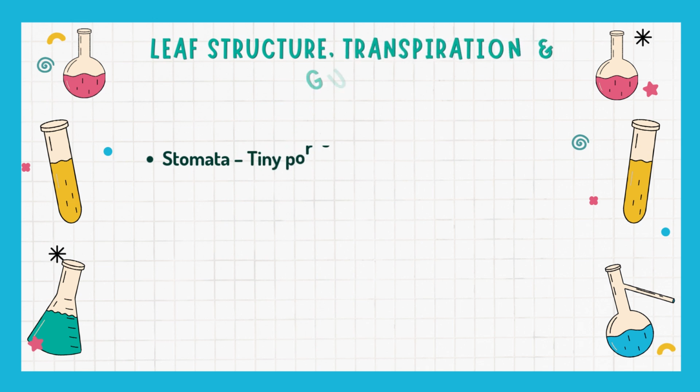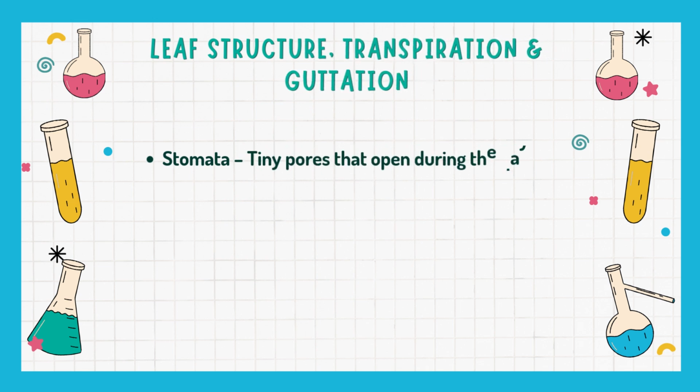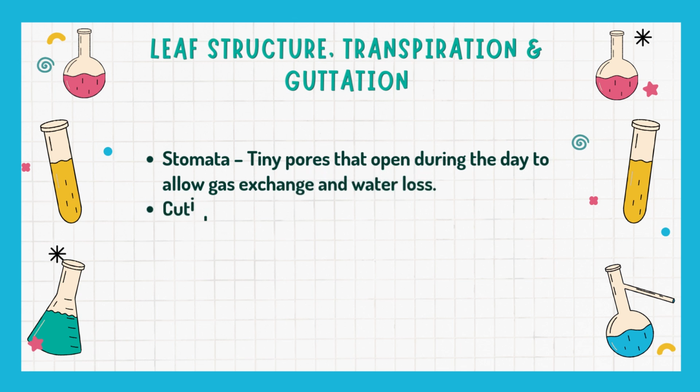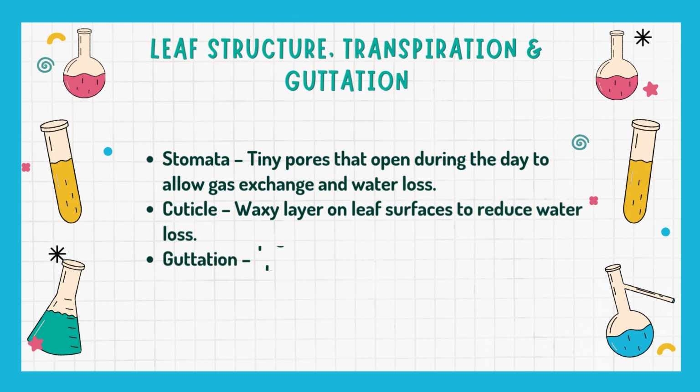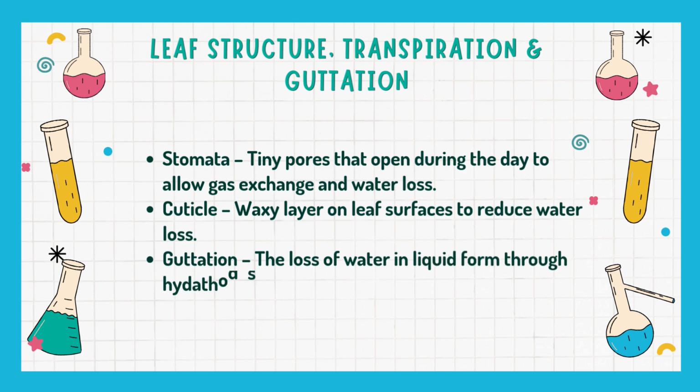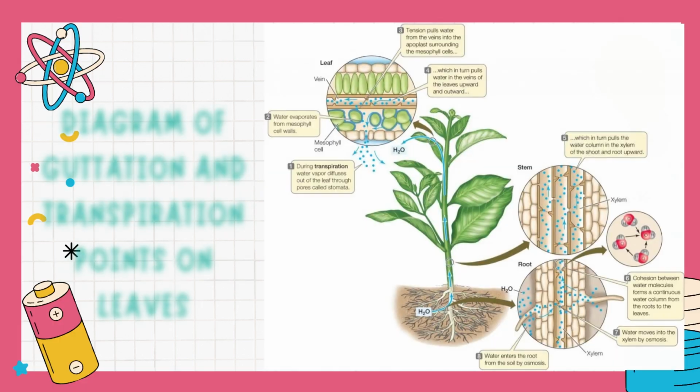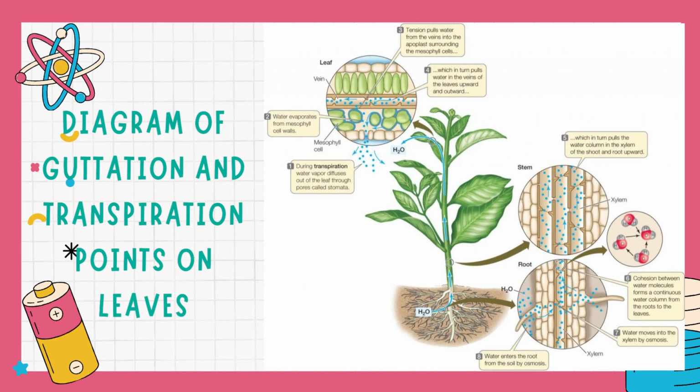Leaf structure, transpiration and guttation. Stomata, tiny pores that open during the day to allow gas exchange and water loss. Cuticle, waxy layer on leaf surfaces to reduce water loss. Guttation, the loss of water in liquid form through hydathodes, usually at night or in high humidity. Diagram of guttation and transpiration points on leaves.